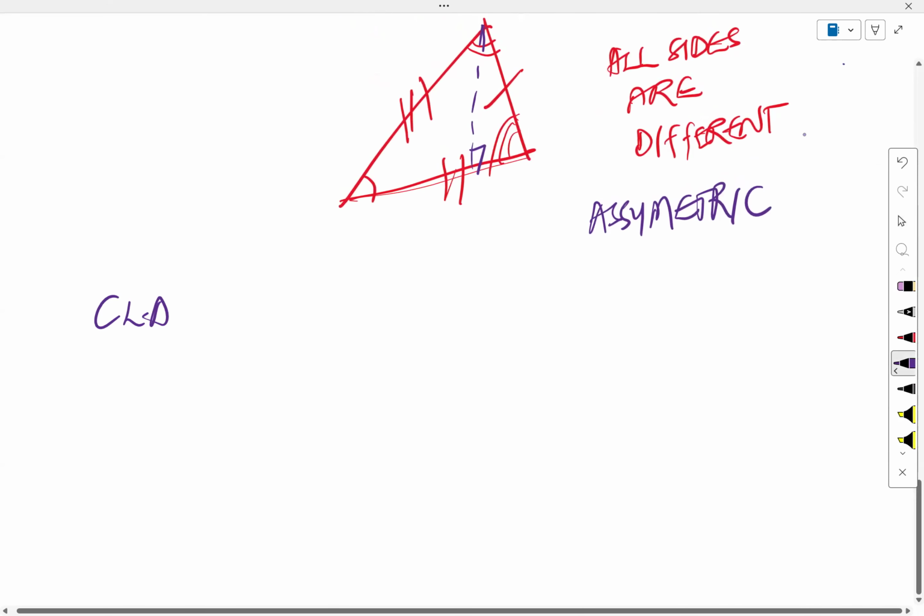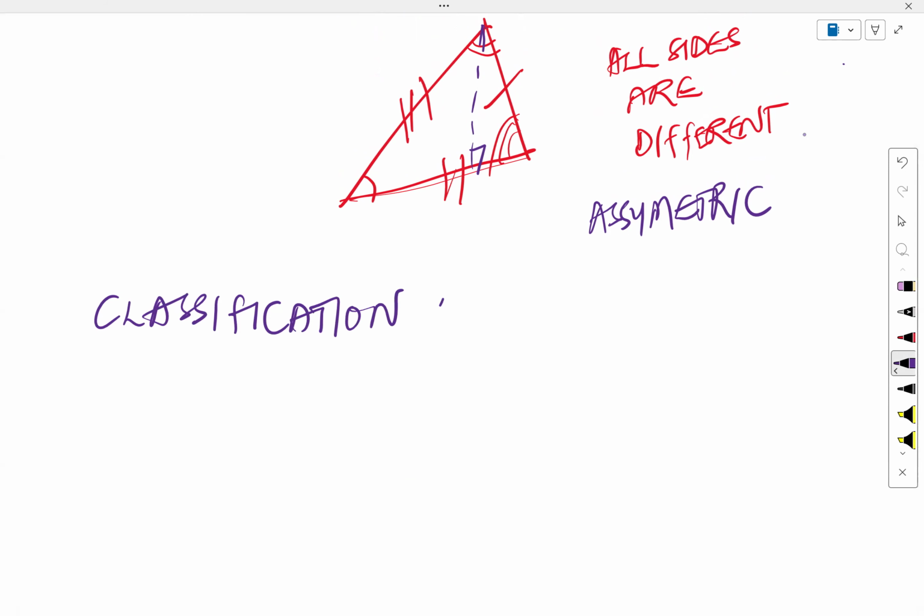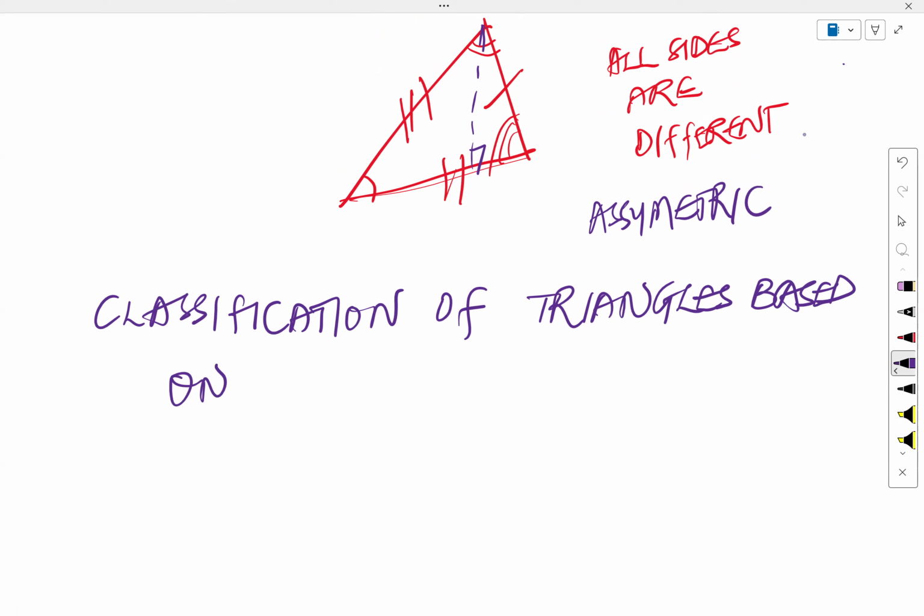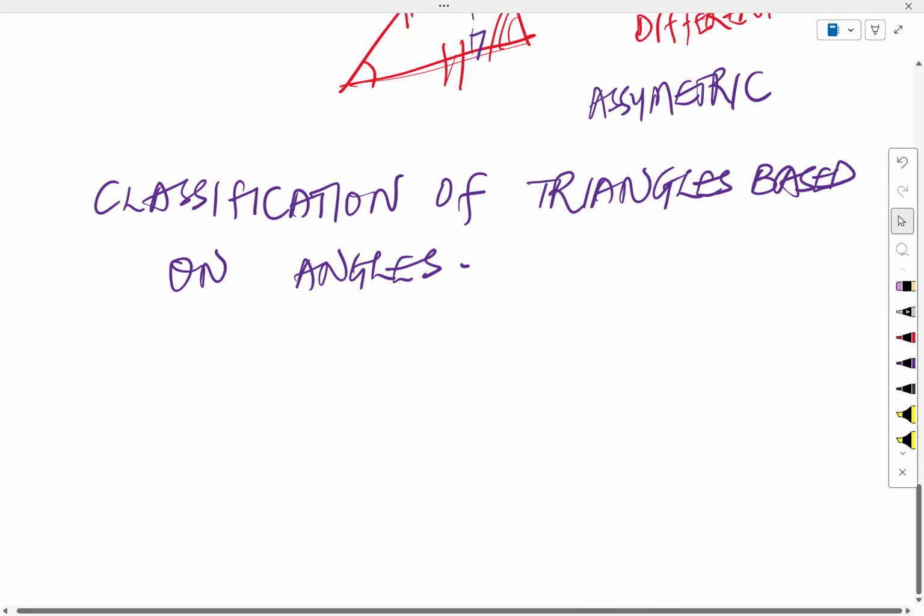Classification of triangles based on angles. Now, we've talked about based on sides, and a triangle has three sides and three angles. So classification of triangles based on angles now.